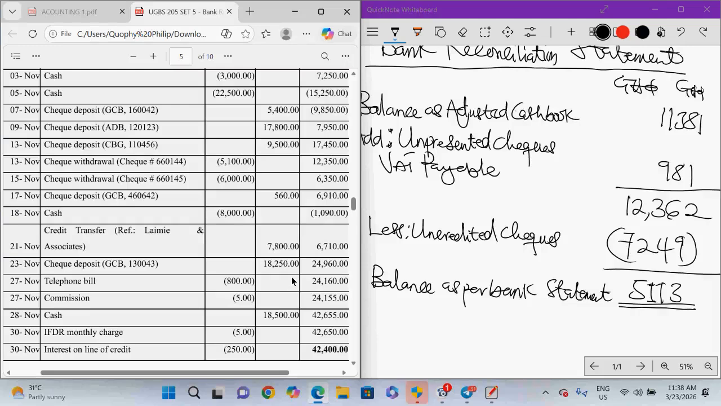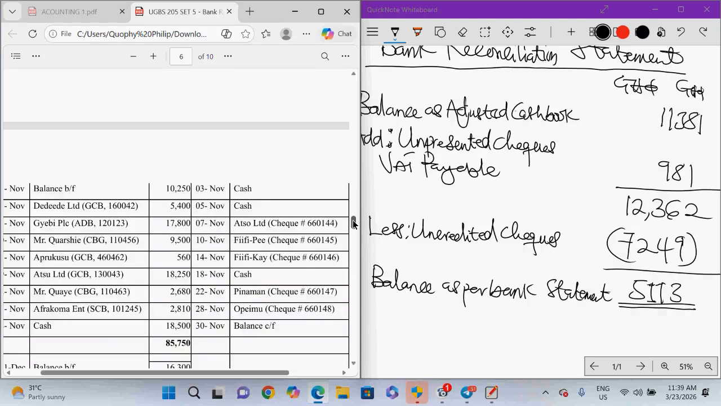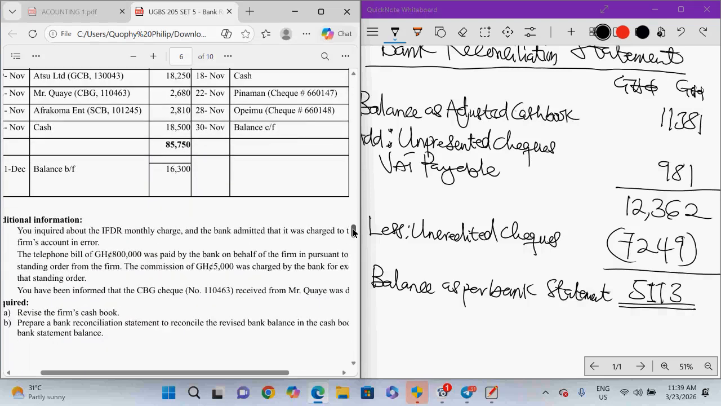Credit. On the credit side, it's supposed to come the 800. So the adjustment will be the adjusted cash book when you bring the balance brought down. On the credit side, telephone bill, 800 must come there, right? And then commission, they said the commission, the service charge, right? Because they are doing the standing order for them, they are charging a service charge of 5,000. So I think that's the 5,000 here. So that one too must come there.